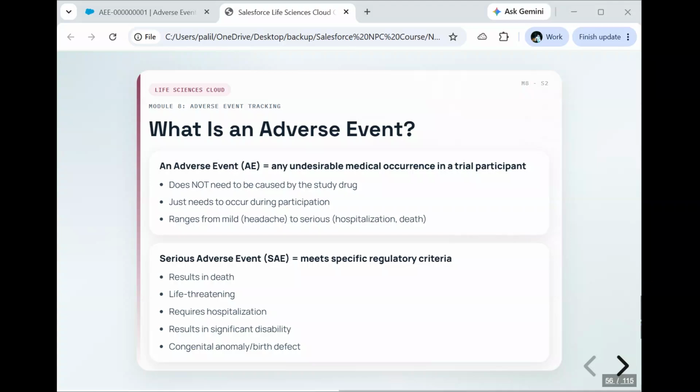A serious adverse event, or SAE, is a subset of AE that meets specific regulatory criteria. It results in death, it's life-threatening, it requires hospitalization, it causes significant disability, or it involves a congenital anomaly in the context of a pregnancy. SAEs carry the most urgent regulatory reporting obligation.